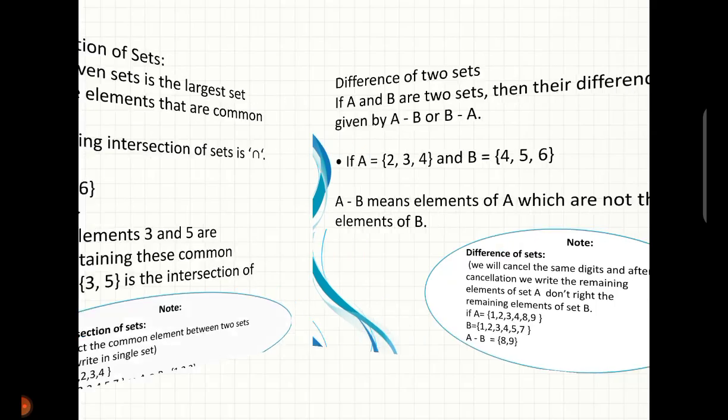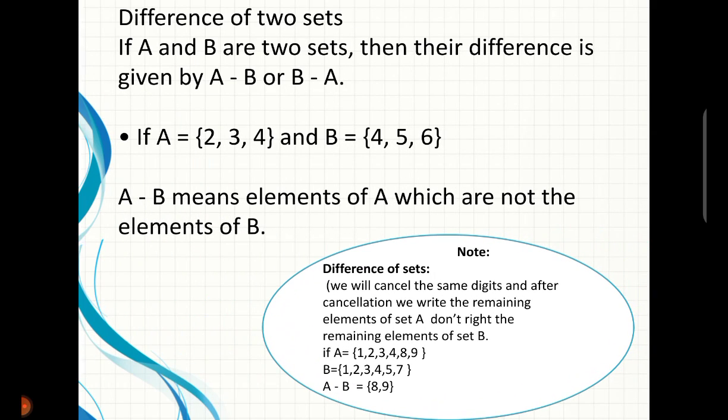Now I am going to move on to the third and last objective, the difference of two sets. How will you find the difference of two sets? If A and B are two sets, then their difference is given by A difference B or B difference A. When you find A difference B, you have to consider set A, and when you find B difference A, you have to consider set B.